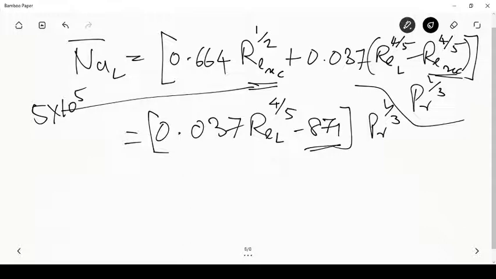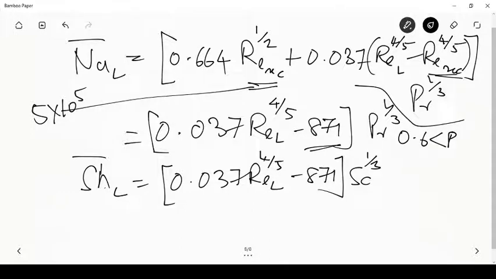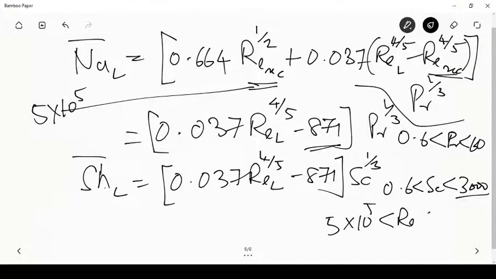Okay, and similarly, the Sherwood number, averaged over the length, will also give you a similar expression, 0.037 Re_L raised to the power of 4 by 5 minus 871 multiplied by Schmidt number raised to the power of 1 by 3. Okay. Now this is valid for 0.6 less than Prandtl less than 60, and this is valid for 0.6 less than Schmidt number less than 3000. Experimentally it's found that it's valid for much larger Schmidt numbers. In both cases, the Reynolds number range validity is 5 into 10 to the power of 5 less than Re less than 10 to the power of 8. This is the range over which these expressions can be directly used.